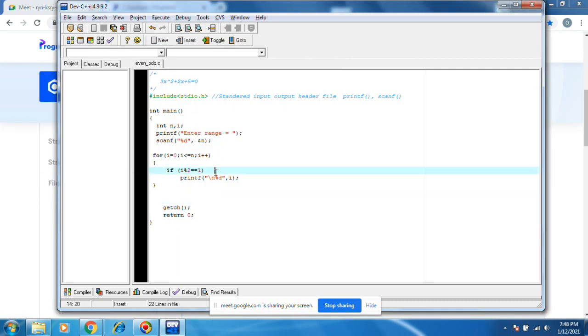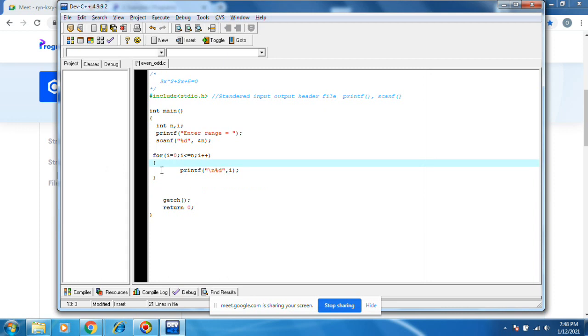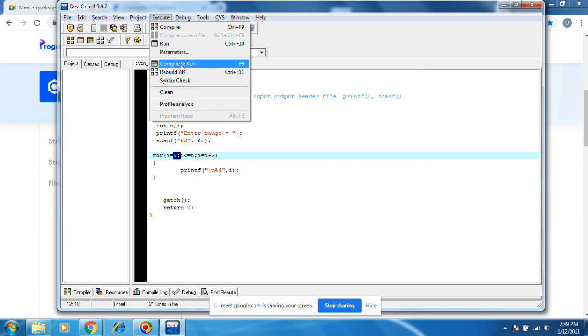There is another way of printing even numbers, odd numbers also. Instead of I plus plus, where you are incrementing only by one, you can write I equal to I plus 2. You can increment by 2 at a time. From 0, going 2 at a time, you will get even numbers as well. Execute, compile and run.